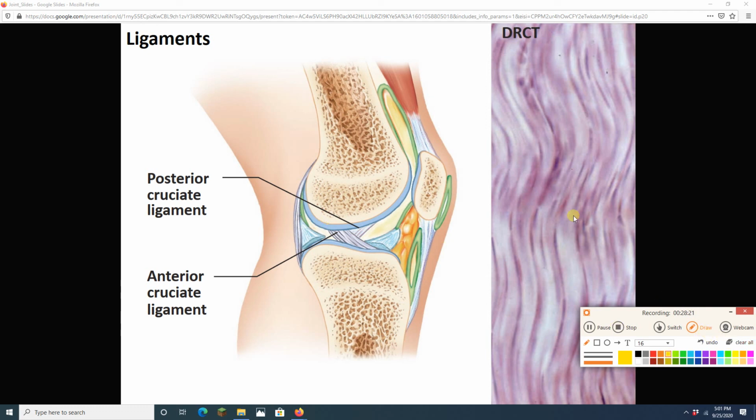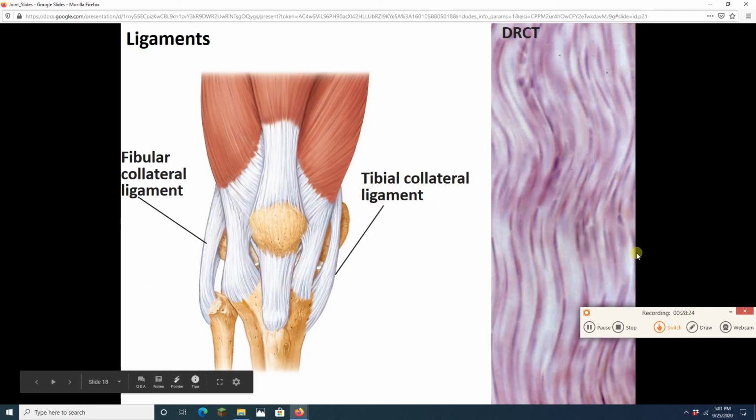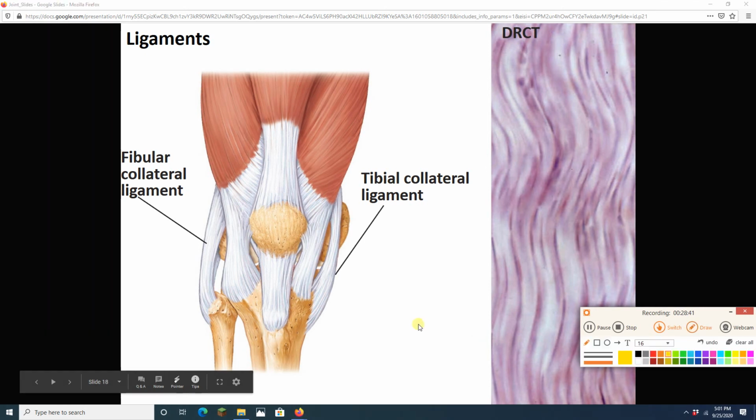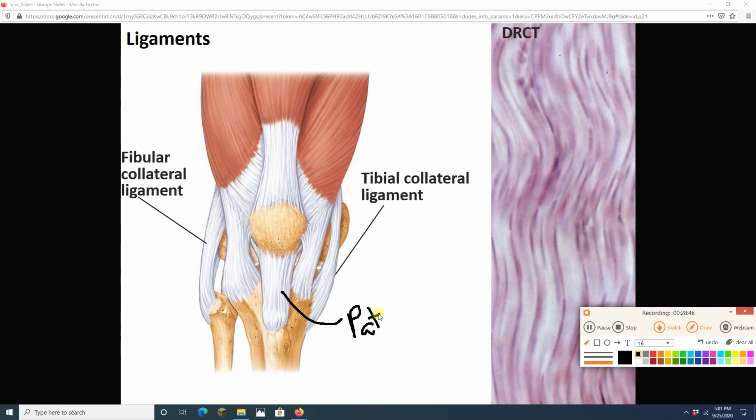And oh yeah, there are some other knee ligaments we got to know for lab. There's a ligament on the tibia side called the tibial collateral. There's one on the fibular side called the fibular collateral ligament. And there's even one right here called the patellar ligament. I don't know why I didn't label that one. I'll do it right now. That is called the patellar ligament. So we're going to have to know these 6 ligaments for lab. All right. Cool.